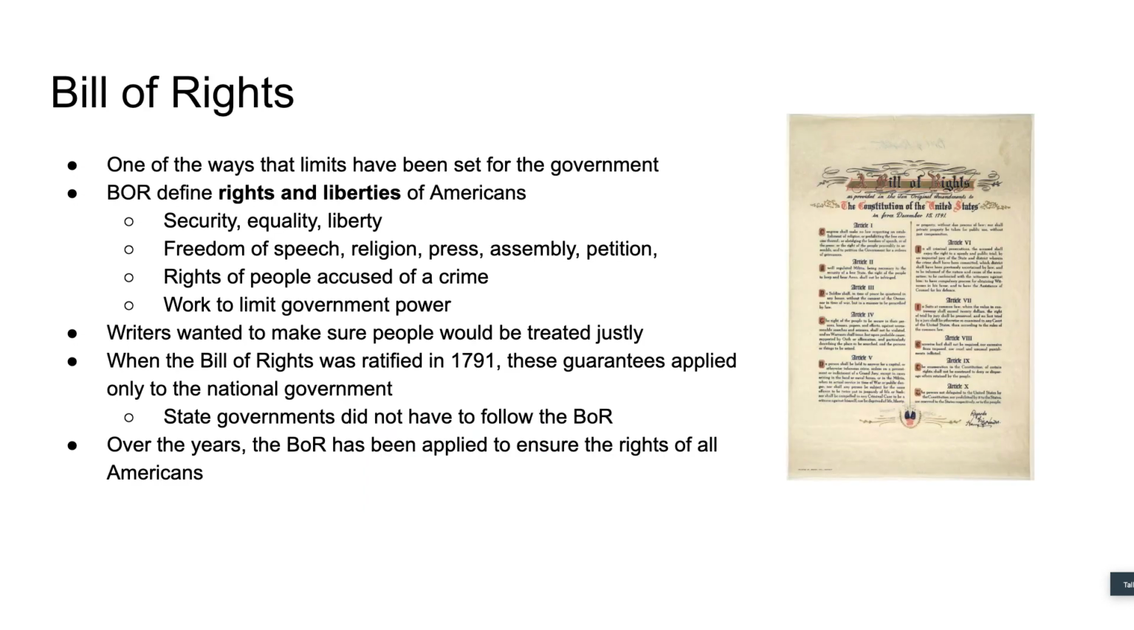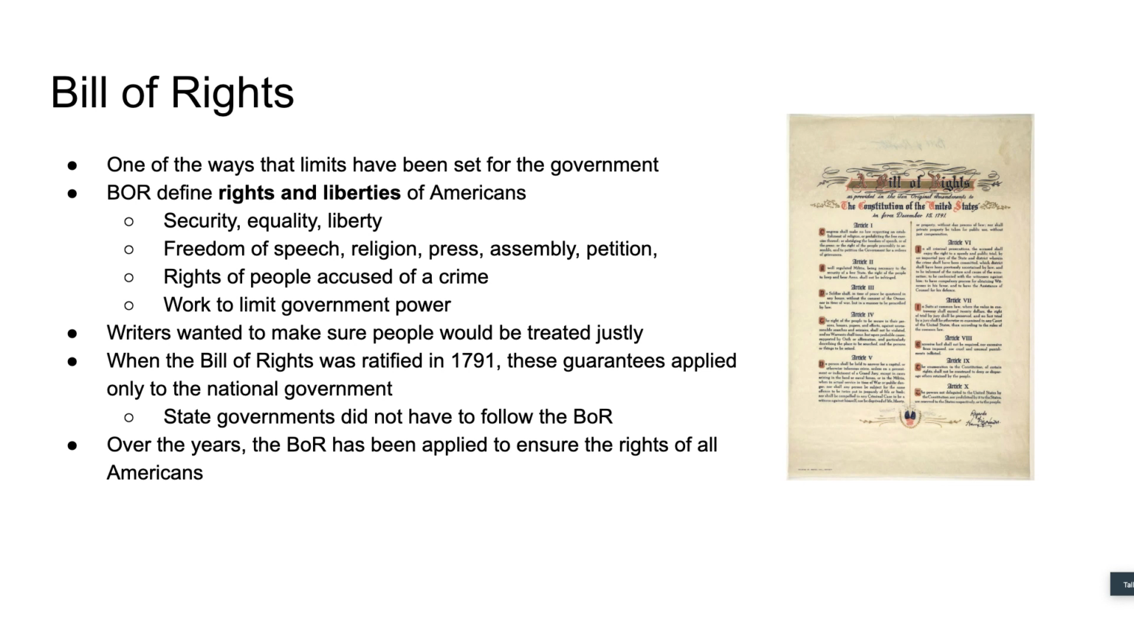One of the ways the government has been given these limits on its power is in the Bill of Rights. Remember that when the Constitution was being ratified, some states didn't want to go through with it unless there was a Bill of Rights. And so James Madison decided to write a Bill of Rights that guarantees certain liberties to all Americans, and that's when we come up with the Bill of Rights.